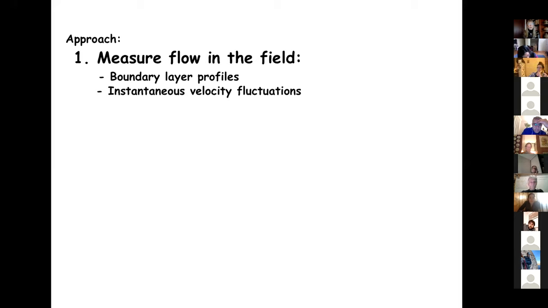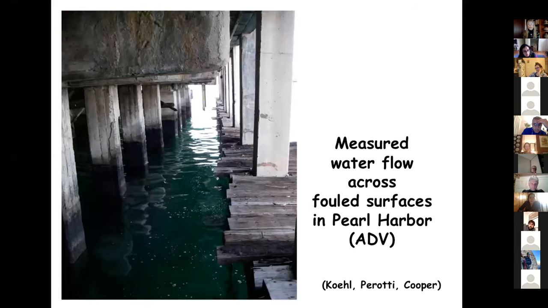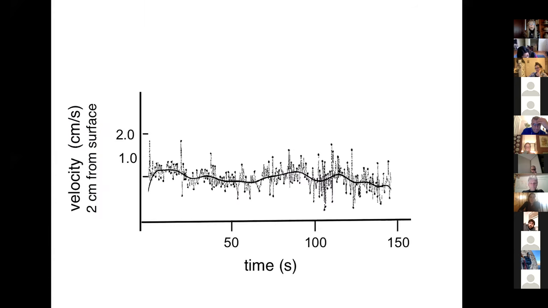So let's go through these approaches I mentioned. The first thing is to measure flow in the field. And my field site for this study is this very unappealing dock in Pearl Harbor in Hawaii. And we used acoustic Doppler velocimetry to make detailed measurements of water flow across the fouling communities there. Here's an example of velocity measured 2 centimeters from the surface, plotted as a function of time.